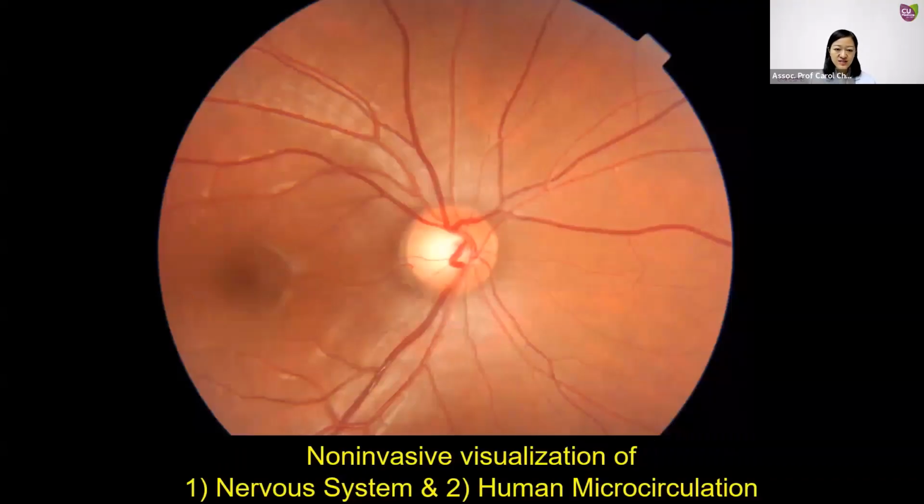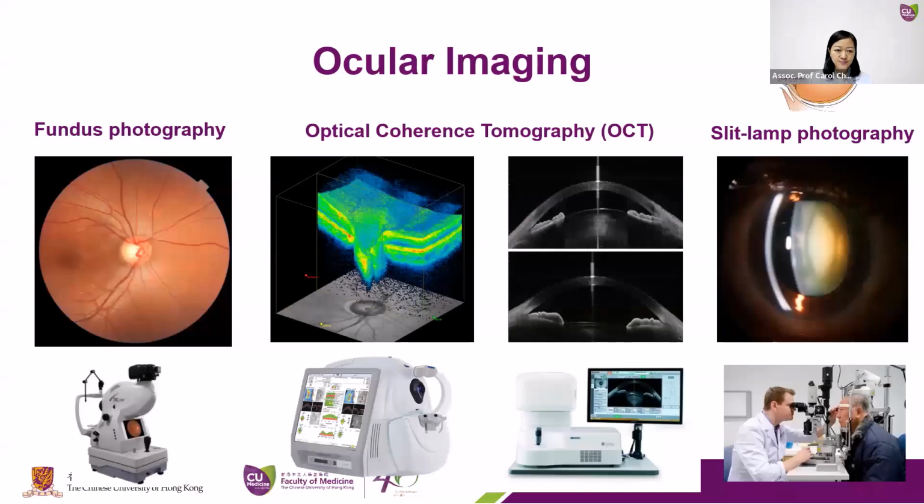The retina, a neurosensory tissue lining the back of the eye, provides non-invasive visualization of the nervous system and human microcirculation. The retina is now considered a platform to study disorders in the central nervous system since it is an accessible extension of the brain in terms of embryology, anatomy, and physiology. Given the transparent nature of our cornea and lens, the structure of our eyes can be imaged easily using imaging technologies. Today, we are going to focus on retinal imaging, which are retinal fundus photograph and retinal optical coherence tomography, OCT.